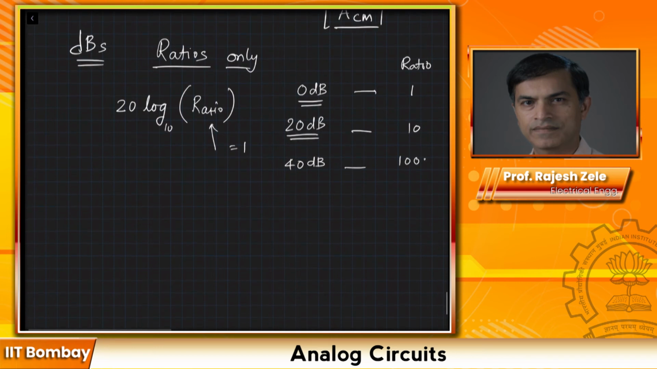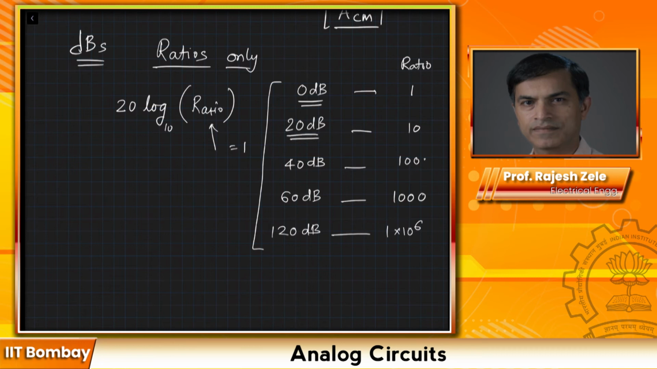A ratio of 1000 would give you 60 dB. A ratio of 1 million would give you 120 dB. All right. So you can see we can deal with really large variation in numbers in terms of ratios, and capture them with this compressed scale called dB.